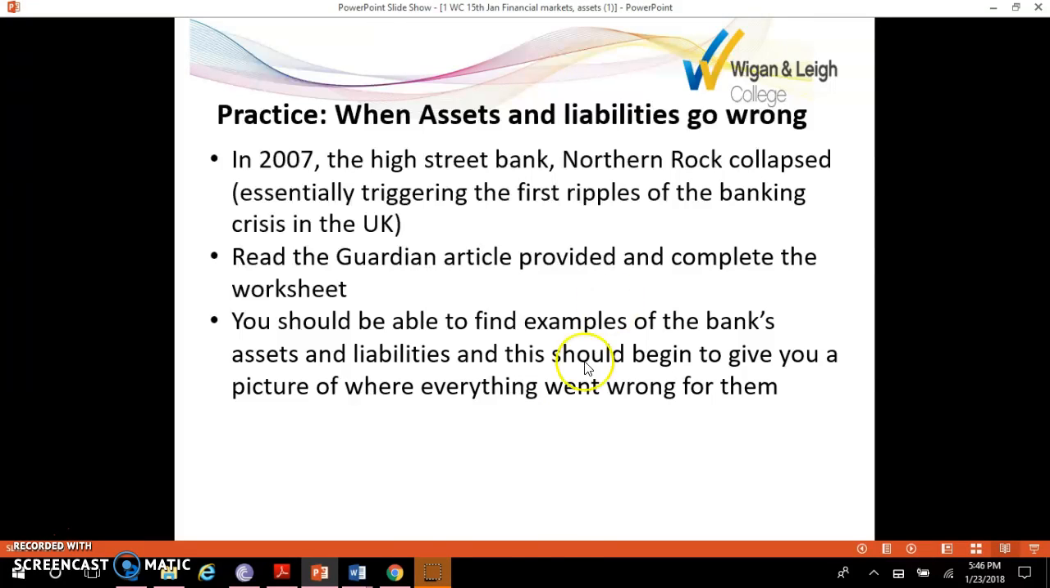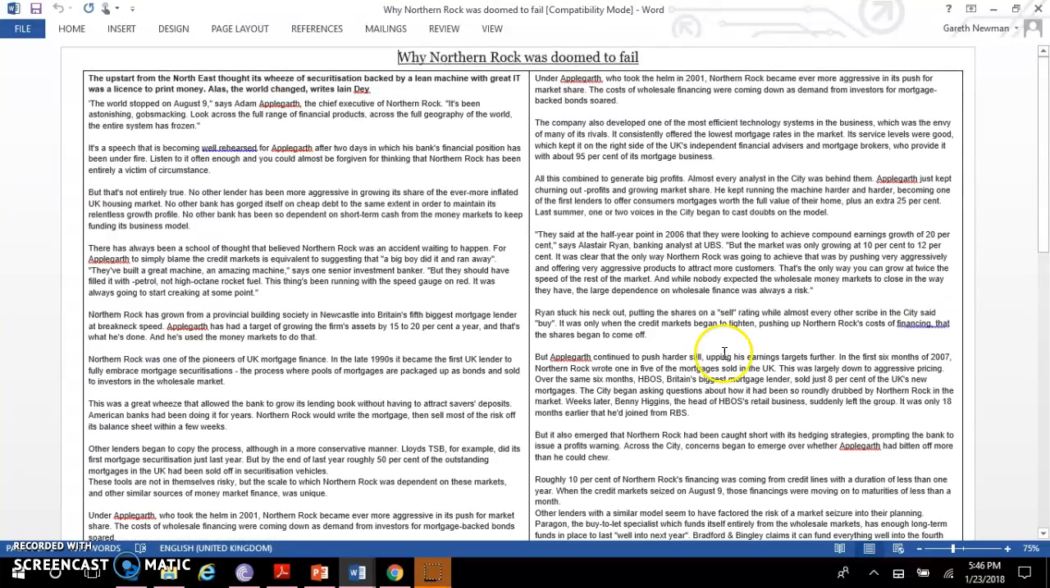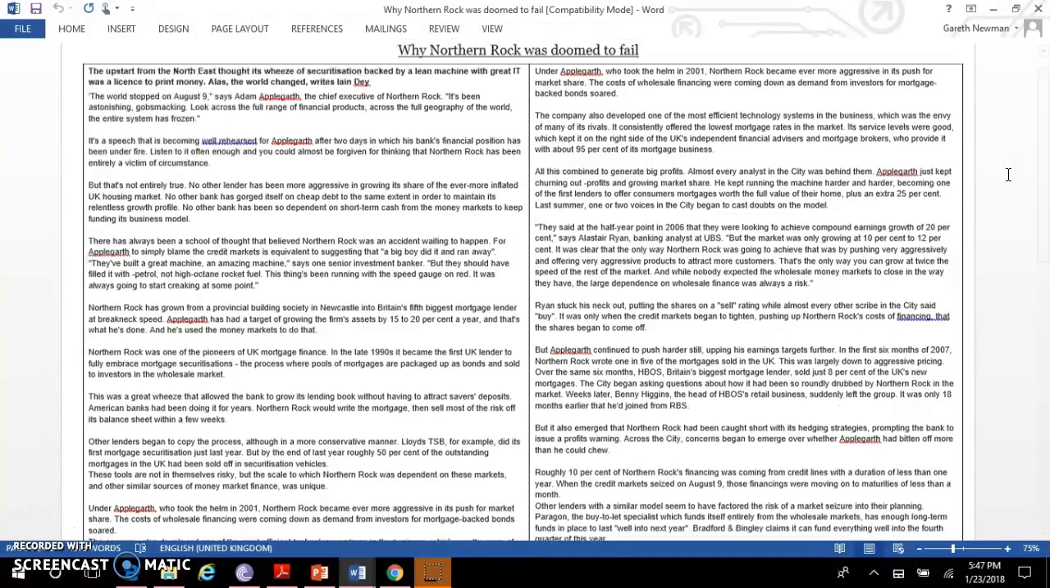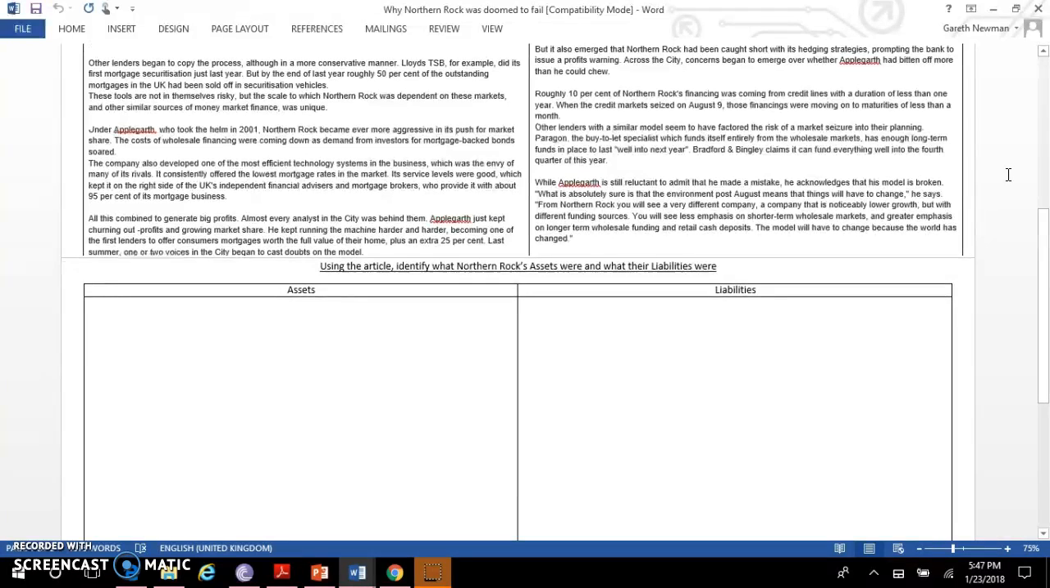I've attached a Guardian article, which I'd like you to have a look at. It's a worksheet, it's A3, so you will probably need to print it in the library rather than in the professional studies building. It's quite a big article, looking at why Northern Rock was doomed to fail. If you have a read through this, there's quite a lot of information. You may need to highlight or at least proofread the information two or three times. Then I've added a load of tasks for you.